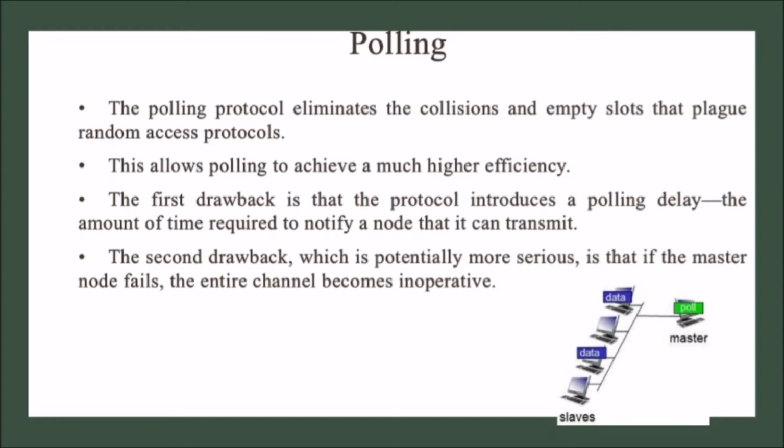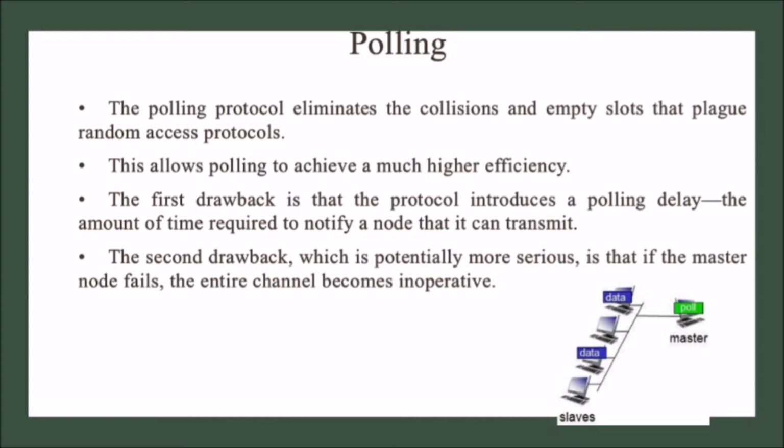This allows polling to achieve a much higher efficiency. But the first drawback is that the protocol introduces a polling delay, the amount of time required to notify a node that it can transmit. So the master node notifies the first node, and then again it notifies the second node. This is the polling delay.